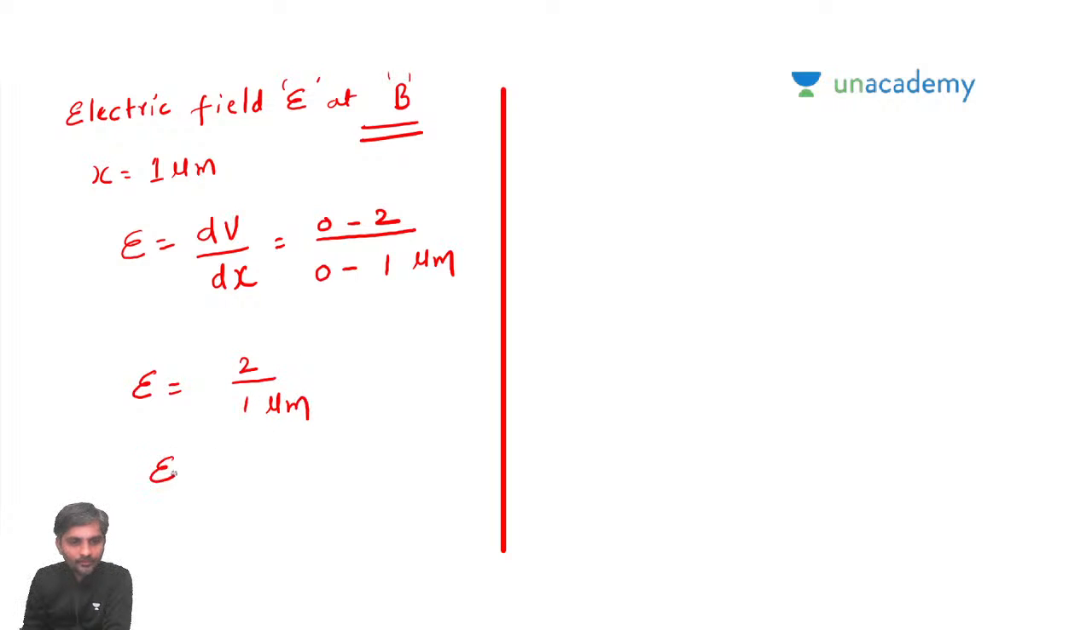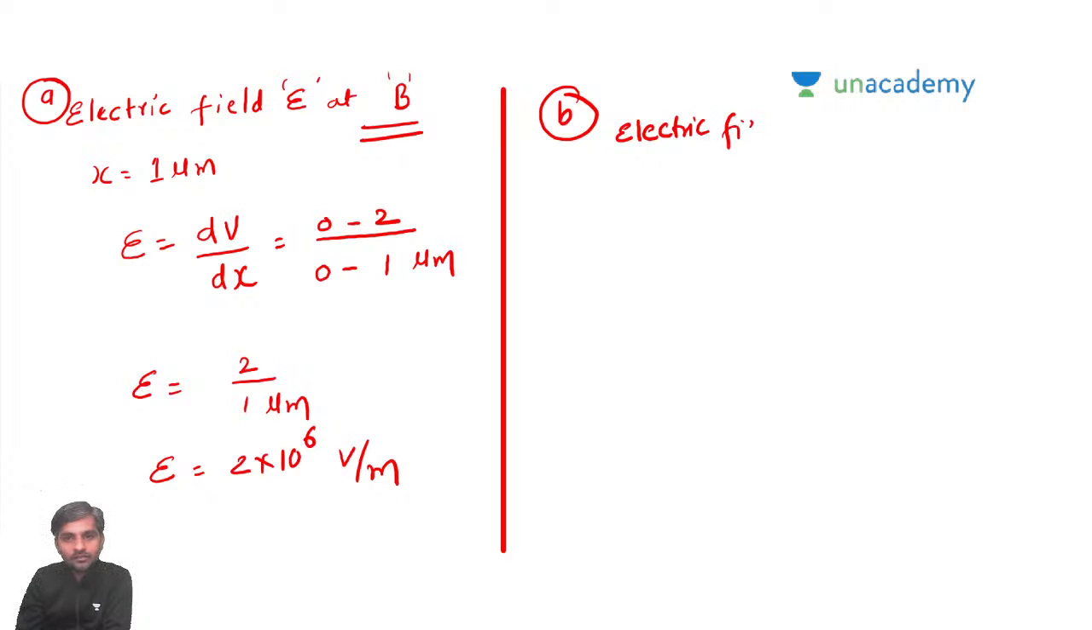So how much will we get? It's going to be 2 into 10 to the power of 6. What are the units for electric field? The units are volts per meter. This is going to be the solution for point B. Then what will be the voltage at the midpoint? Now he's asking for the electric field at the midpoint.